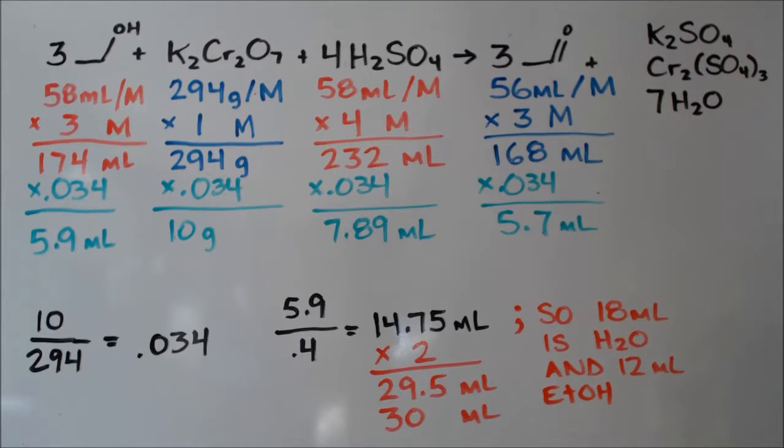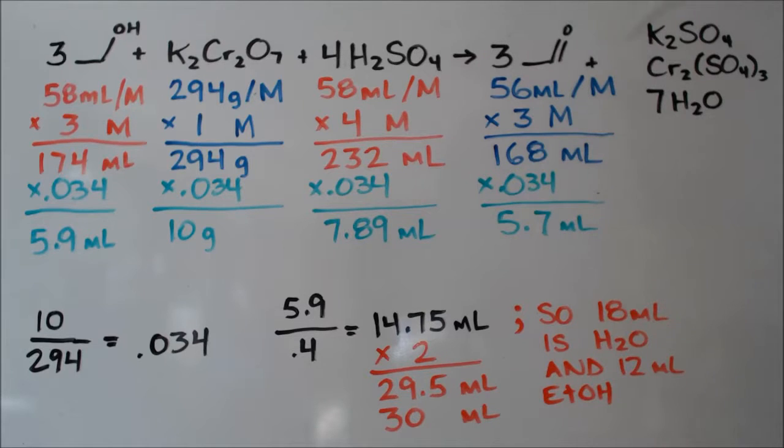I'm here to show you how to make some ethanol, which most people call acetaldehyde. It's through chromic acid oxidation. Now, if you want to see the actual experiment, go ahead and flip to the middle of the video because I'm going to go over my stoichiometry.